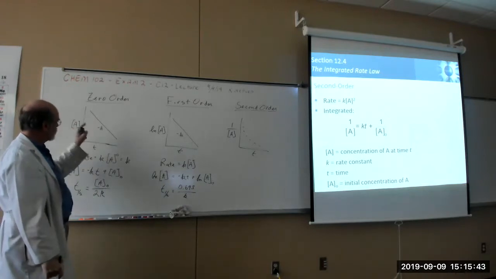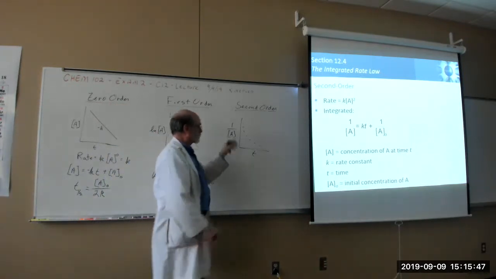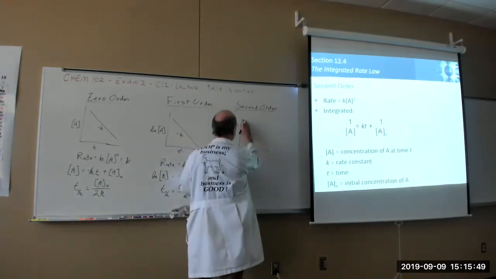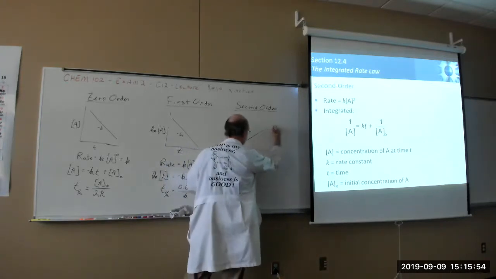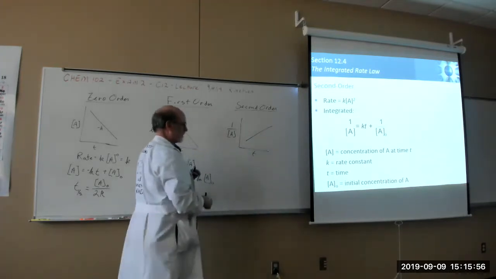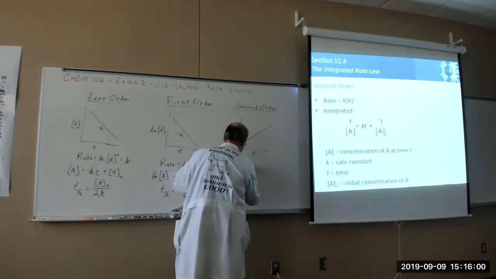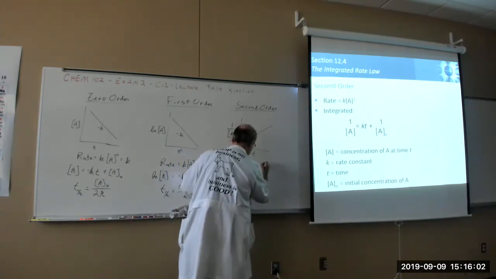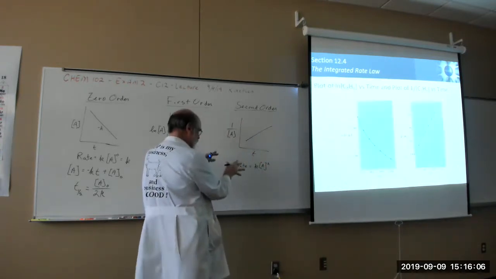If it's a straight line here, you got a zero order. It's a straight line for this one. If it's a straight line for this one, it looks like that. Because we've got the rate, it'd be consistent here. Okay, second order. That's the differential rate law.